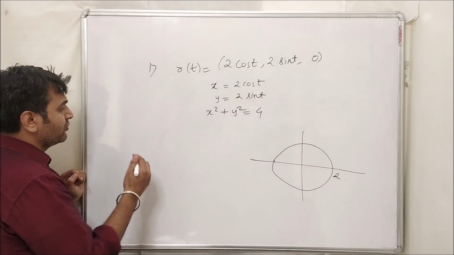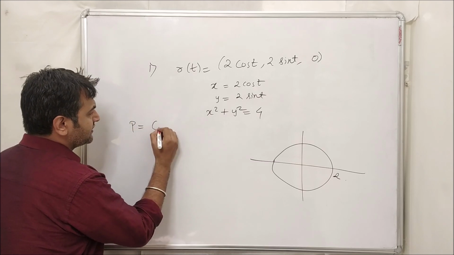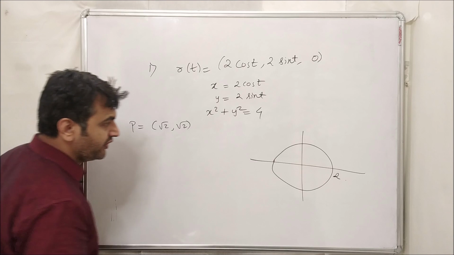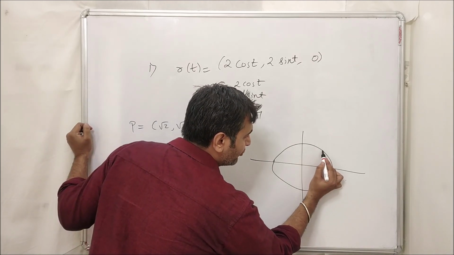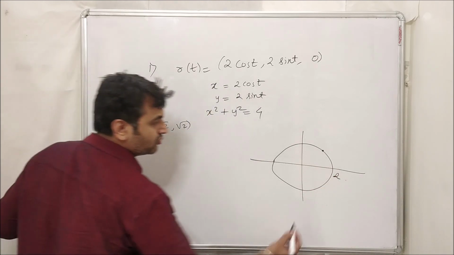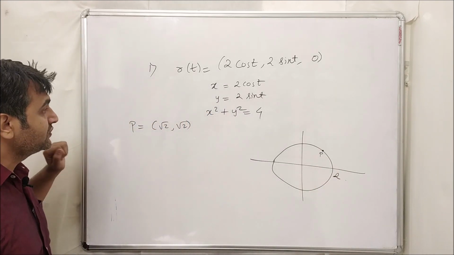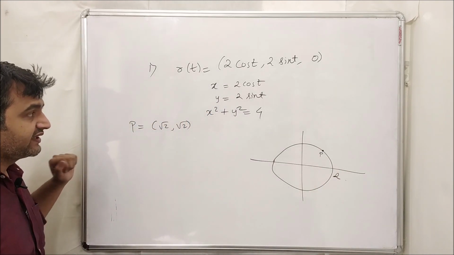Now you take any point on this. Suppose you take P to be, say, root 2 comma root 2, right? So this is a point on the circle, and that point is this root 2 comma root 2, point P. Okay, now once you have this, the question is, what is the tangent vector?